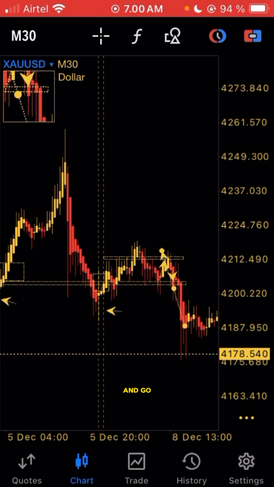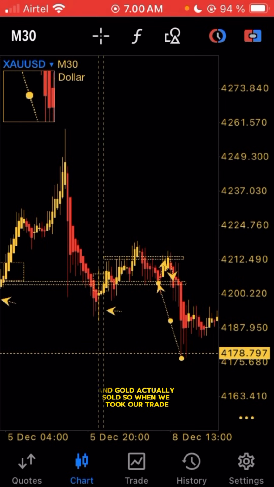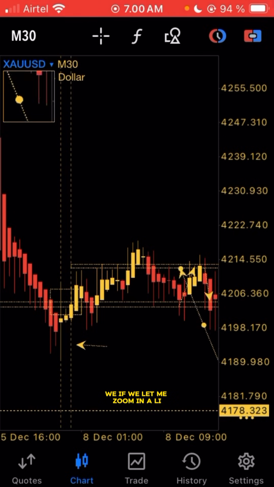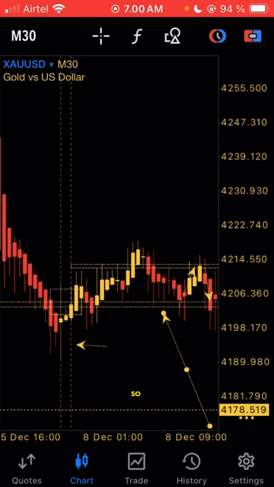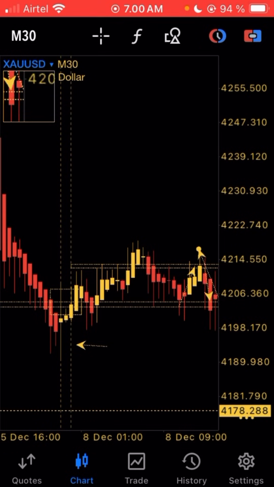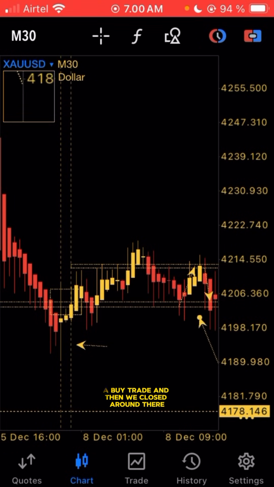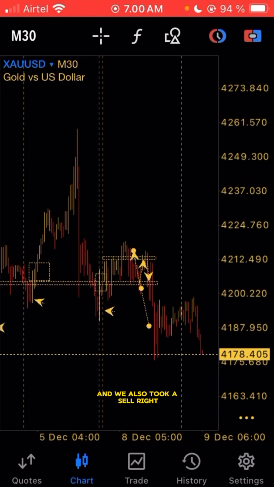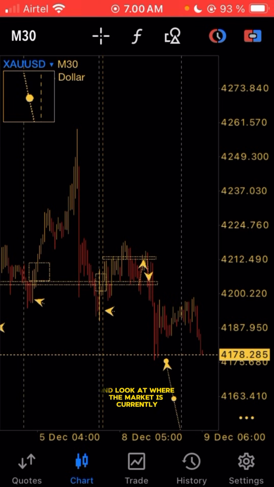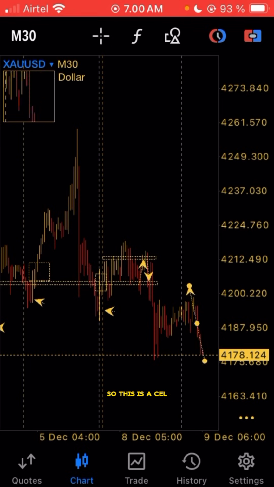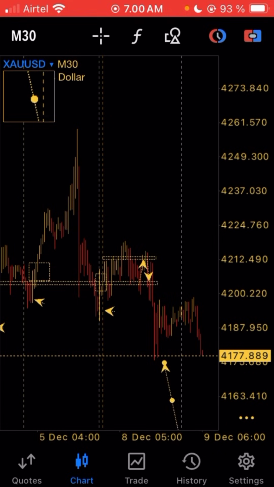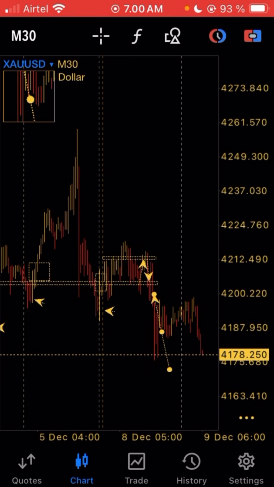And gold actually sold. So when we took our trade, let me zoom in a little bit. We entered from there, a buy trade, and then we closed around there, and we also took a sell, right? And look at where the market is currently. This is the sell we are actually talking about, that gold will sell hard.